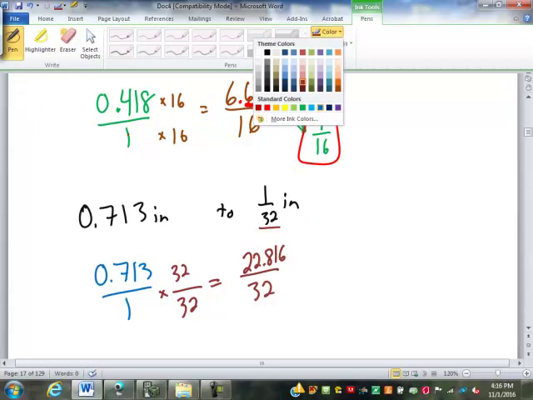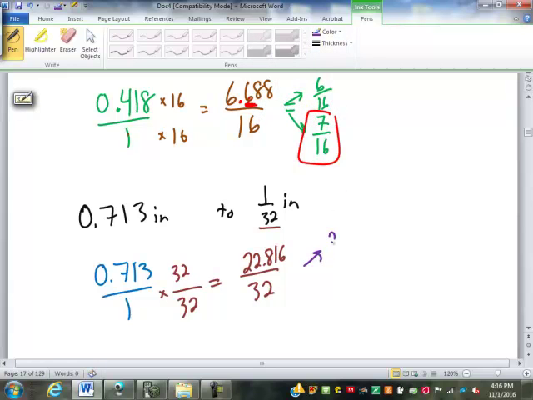Now again, this is telling us that we are between 22 thirty-seconds and 23 thirty-seconds. Which one are we closer to? Yeah, 0.8, which means it's closer to the next one up, 23 thirty-seconds. Any questions?